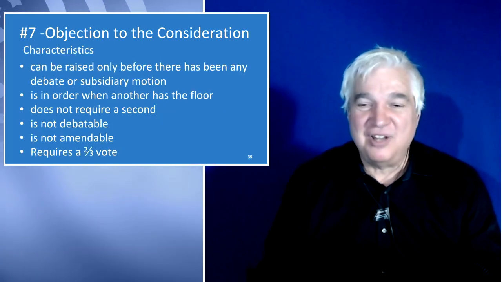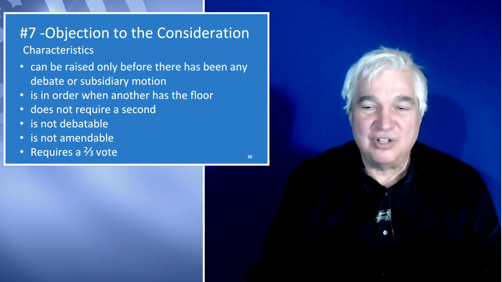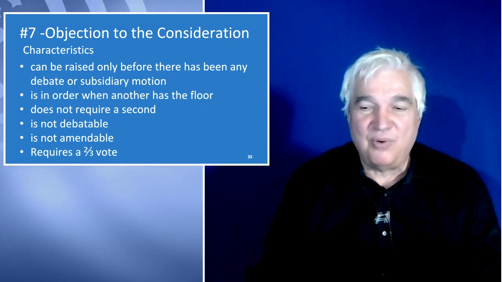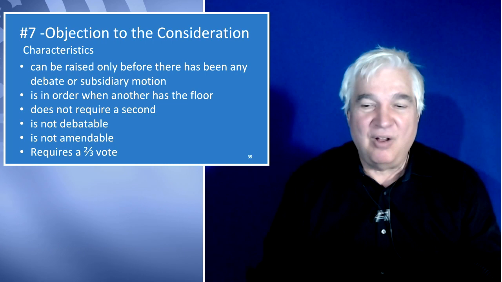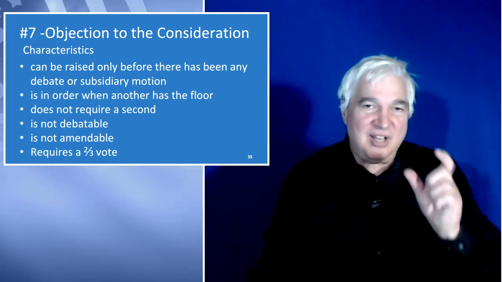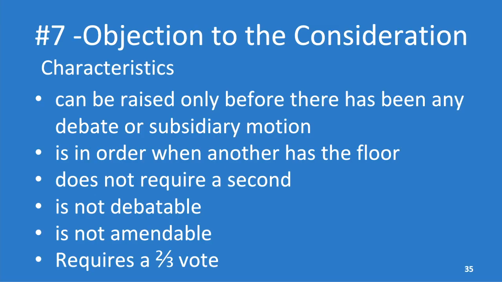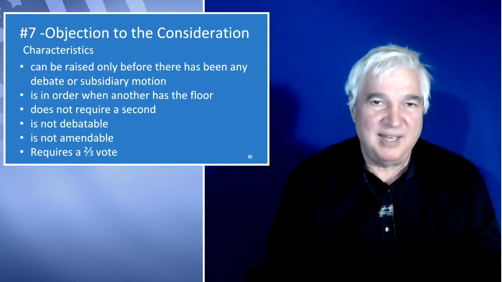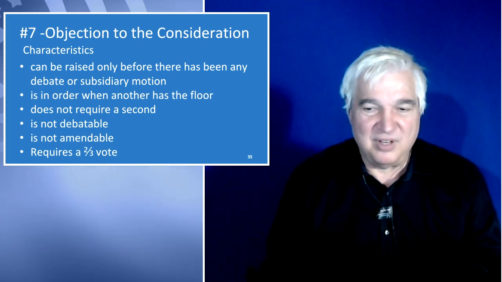Characteristics of objection to consideration. It can be raised only before there's been any debate or a subsidiary motion. So there's a tiny window in which you have to act on this one. It's in order when another has the floor, does not require a second, is not debatable, and is not amendable. It requires a 2/3 vote. So you don't get to explain why you don't want to consider that one. It should be so obvious to everyone that you don't have to debate it.